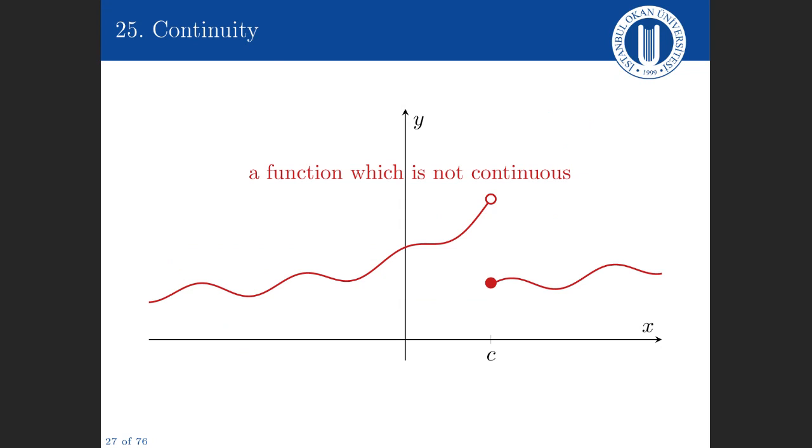Here's a function which is not continuous. If I wanted to draw the graph of this function, I could draw the first part, the left part, but then I'd have to lift my pen off the paper, move it, and then put it back down onto it. That's the idea, but this is maths, we need to be more precise than this.